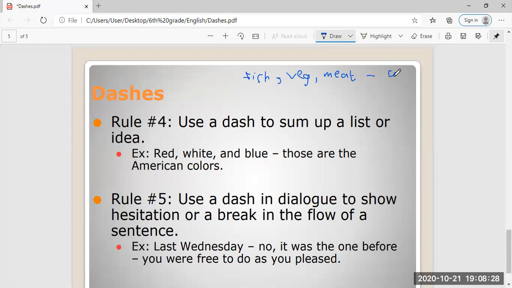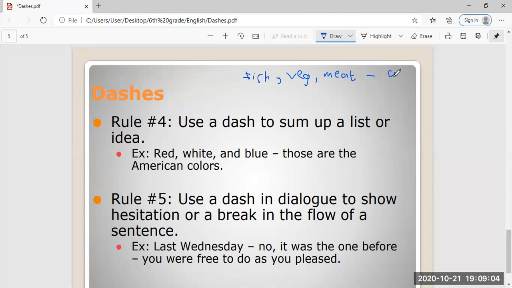Rule number five: use a dash in dialogue to show hesitation or a break in the flow of a sentence. What is a dialogue? A dialogue is just simply a paragraph. The dash shows hesitation or a break in the flow of the sentence. For example: last Wednesday, dash, no, it was the one before, dash, you were free to do as you pleased.